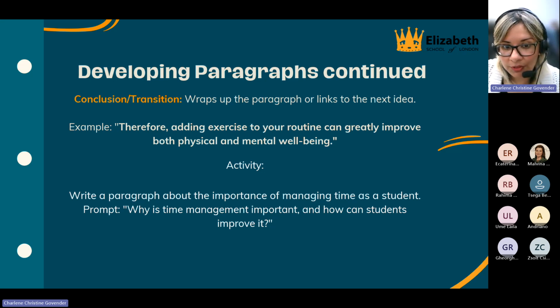So I have an activity for you to do. Of course, I would like you to complete this at a later time when you have some more time available to you, but it's focusing on writing a paragraph about the importance of managing time. Now, this is a prompt: Why is time management important and how can students improve it? So, focusing on finding a topic sentence, and then your supporting sentences about that, and ending off with a conclusion or a transition.